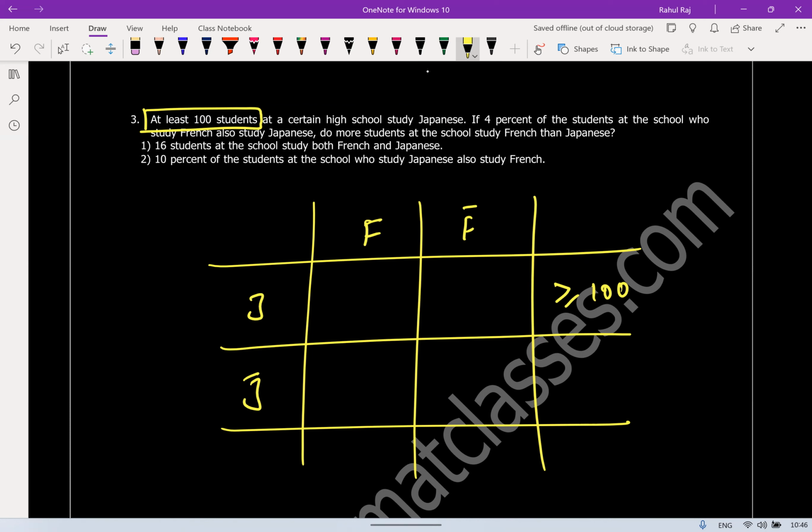Now it says that 4% of the students at the school who study French also study Japanese. I don't know how many people are studying French. Let's say the number of people studying French is X. So 4% of the students who study French also study Japanese. So this is nothing but 4% of X. Is this clear? Any problem over here?